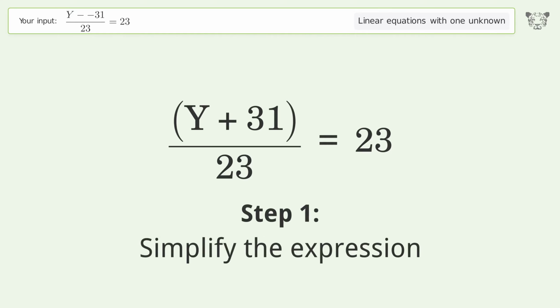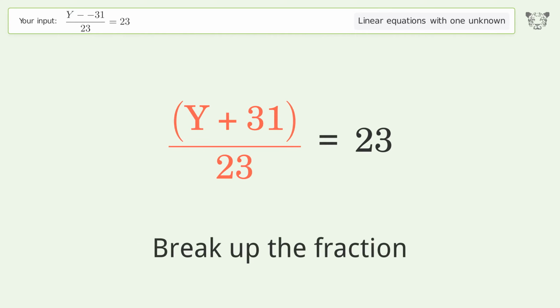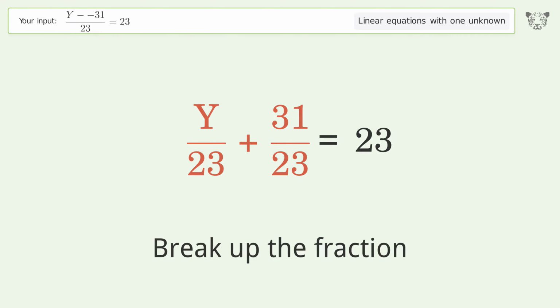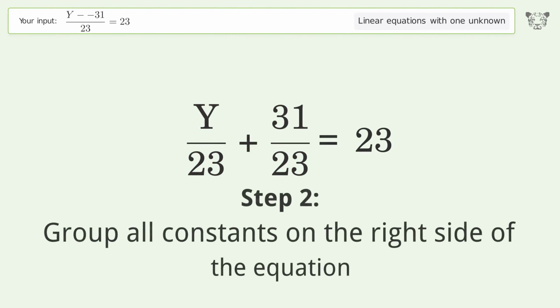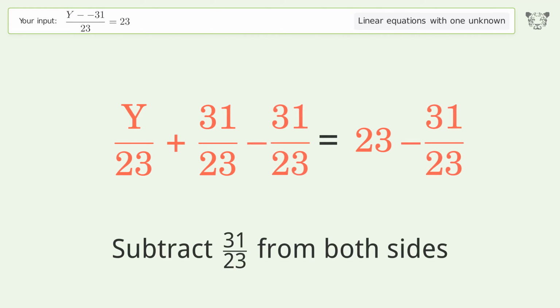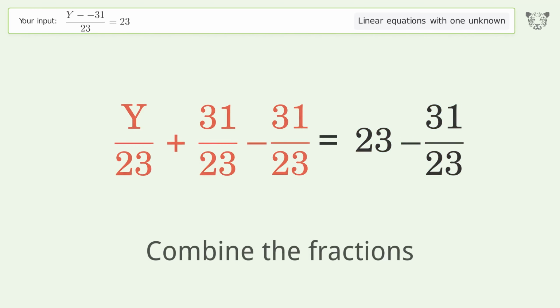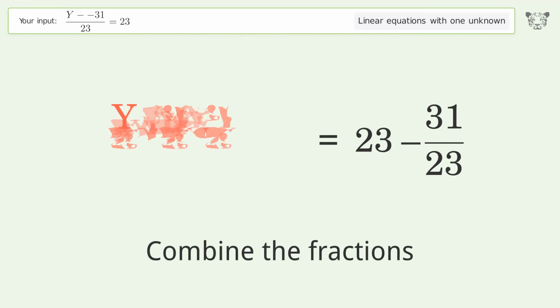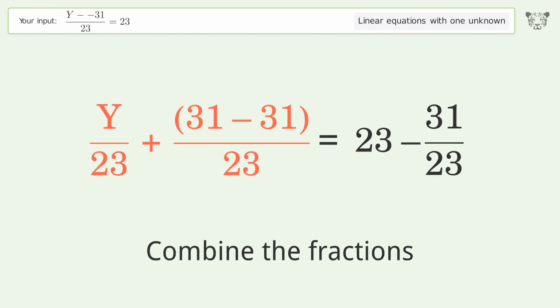Simplify the expression. Break up the fraction. Group all constants on the right side of the equation. Subtract 31 over 23 from both sides. Combine the fractions. Combine the numerators.